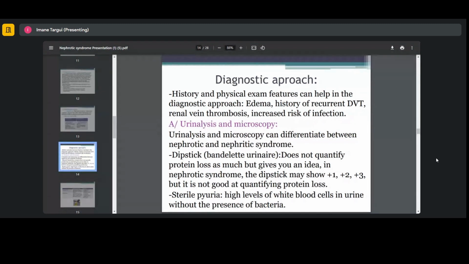And we have sterile pyuria, which is a high level of white blood cells in urine without the presence of bacteria. That is why we call it sterile pyuria. We have white blood cells in the urine but we do not have an infection. It is because of this syndrome that we have white blood cells without infection.